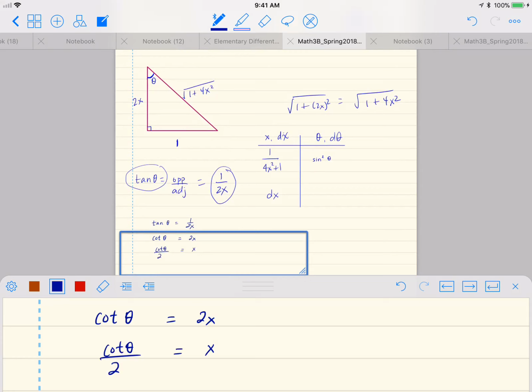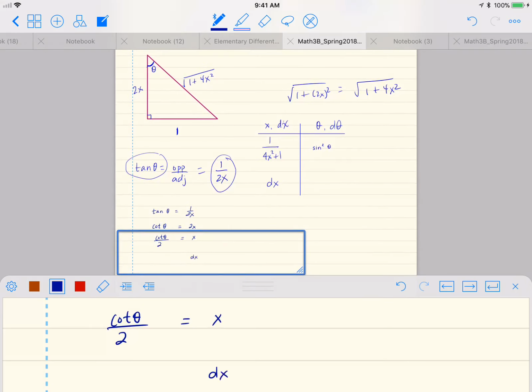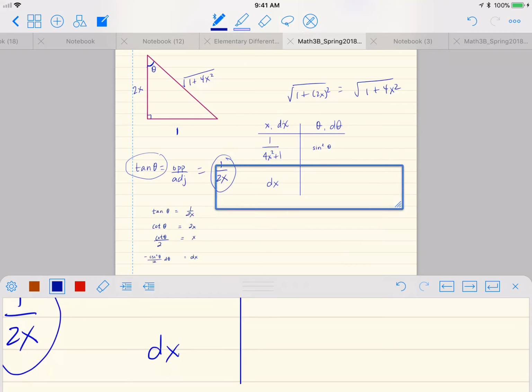Which means dx, oh boy, now I've got to try to remember my derivatives, right? So what's the derivative of cotangent of x? The derivative of cotangent of x is negative cosecant squared x. So dx is equal to negative cosecant squared theta over 2 d theta. That's all I'll put here. Negative cosecant squared theta over 2 d theta.